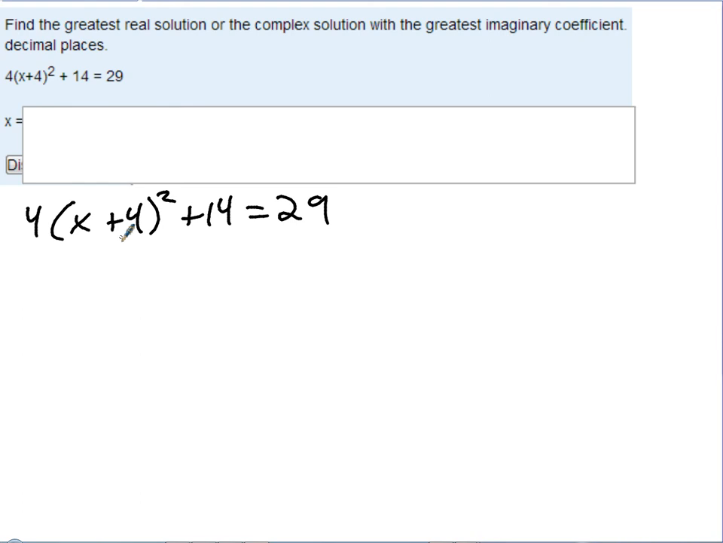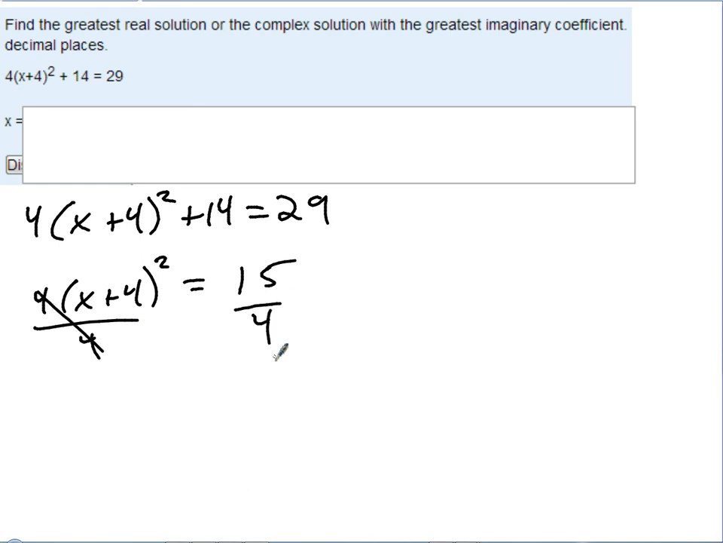The steps, there's only just a handful of steps. First, I subtract 14, then I divide by 4, then I square root, then I subtract 4 or add -4. Done. 4 simple steps and it's done. So let's do that. If I subtract 14 first, 4 times the quantity x plus 4 squared equals 15, right? Now what? Divide by 4. So now I can square root.